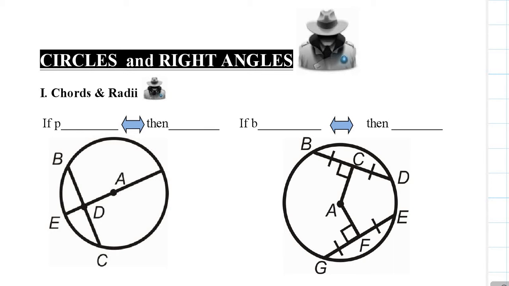4 phrases. If perpendicular, then bisect. Say it with me. If perpendicular, then bisect. If bisect, then perpendicular. Say it. If bisect, then perpendicular. You just got the first 4 blanks.